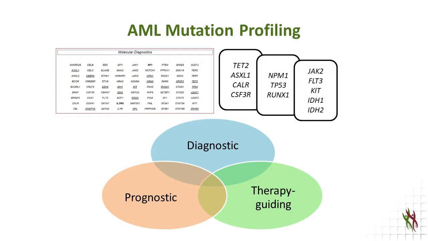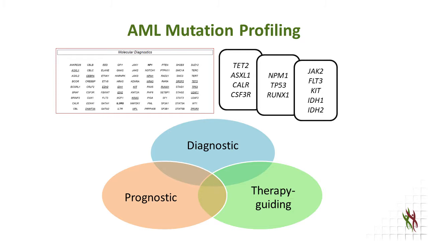In this slide, I would like to share with you the next generation sequencing based mutation profiling panel that we use at our institution to assess patients with myeloid malignancies. The panel includes 81 genes that encompasses genes known to be relevant to myeloid malignancy biology.